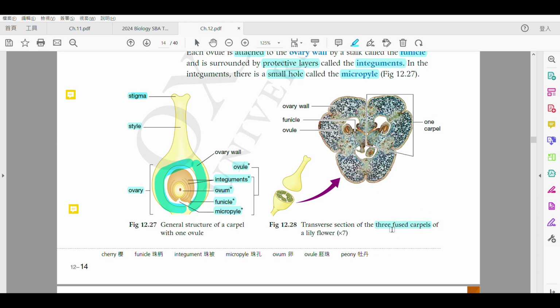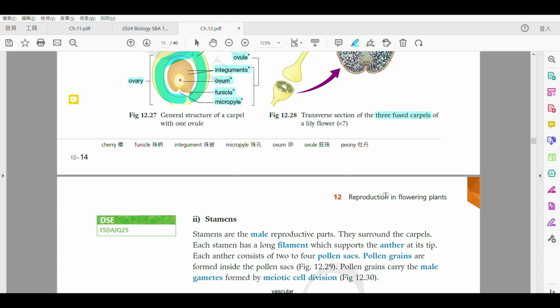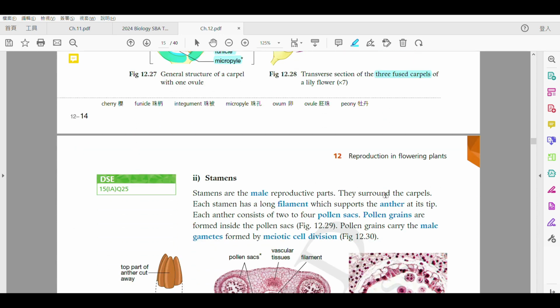I will give you 3 fused carpels. Sometimes you can see that the carpel is fused together. They may be stuck together. So as you can see, this one is 1 carpel, 2 carpels, and 3 carpels. Okay? And in each carpel, you will see the ovary in the center. Alright. If there's no question, I don't want to overrun too much, so I'll finish this page, and that's all for this section.